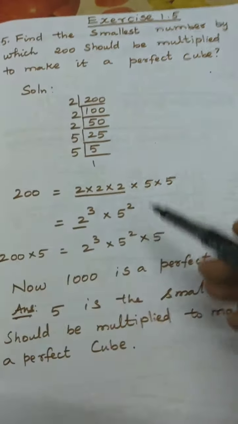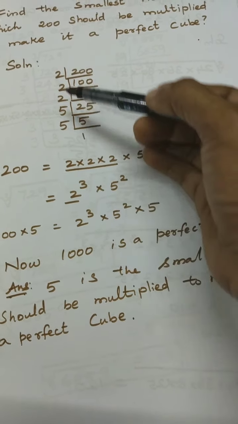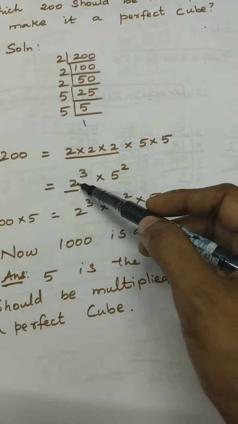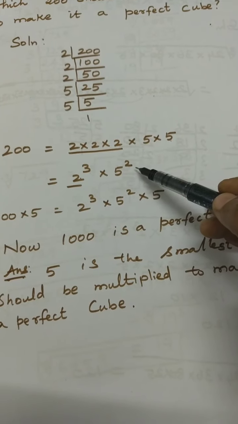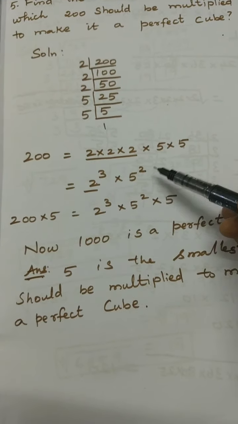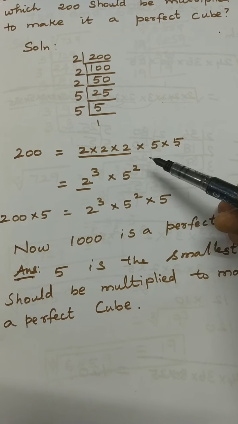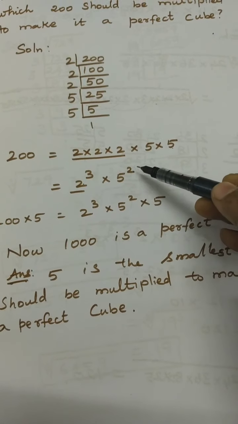perfect cube. Okay, solution. We have to do prime factorization. Then how many 2's? 3 2's and 2 5's. Here 1 5 is missing for a perfect cube. Isn't it? All the numbers should come with the power of cube, then only it will be a perfect cube. Here 1 5 is missing.